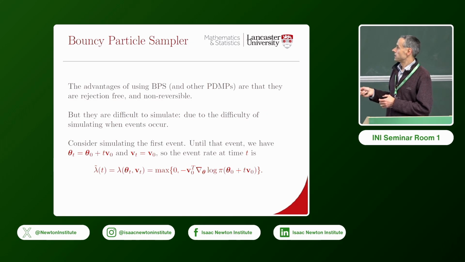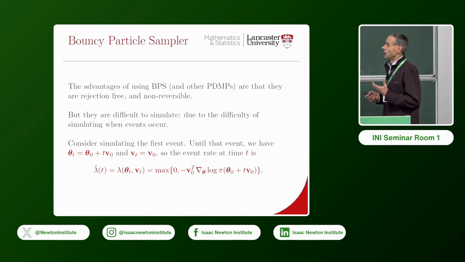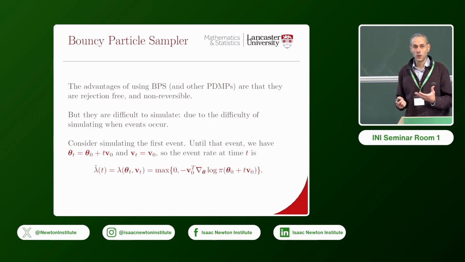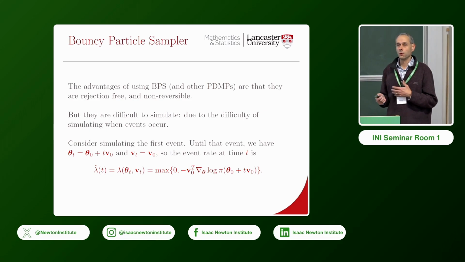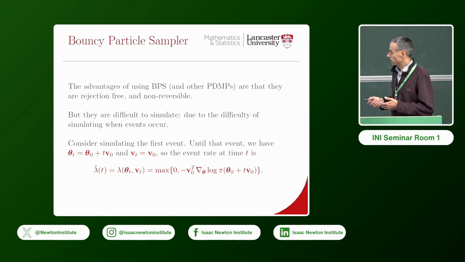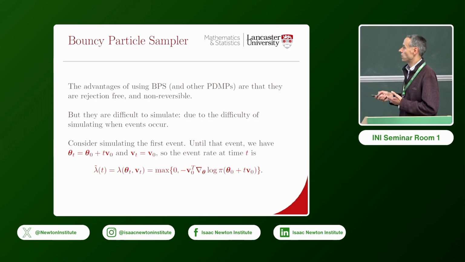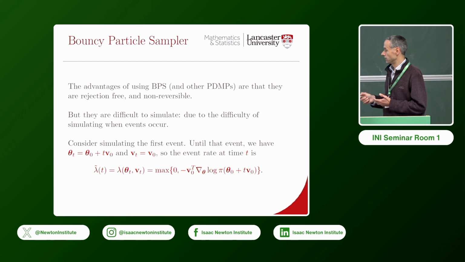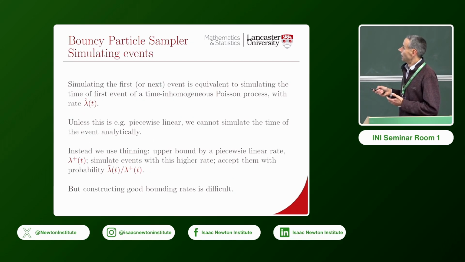So theta t, v t is the state of the process at time t in the future, if there's been no event. That would define the rate of an event occurring at that time point, and I've called this lambda tilde of t, just viewing this as a function of t. So in order to simulate when the next event for our bouncy particle sampler occurs, what we'd need to do is simulate the time of the first event in a time inhomogeneous Poisson process with rate given by this lambda tilde.